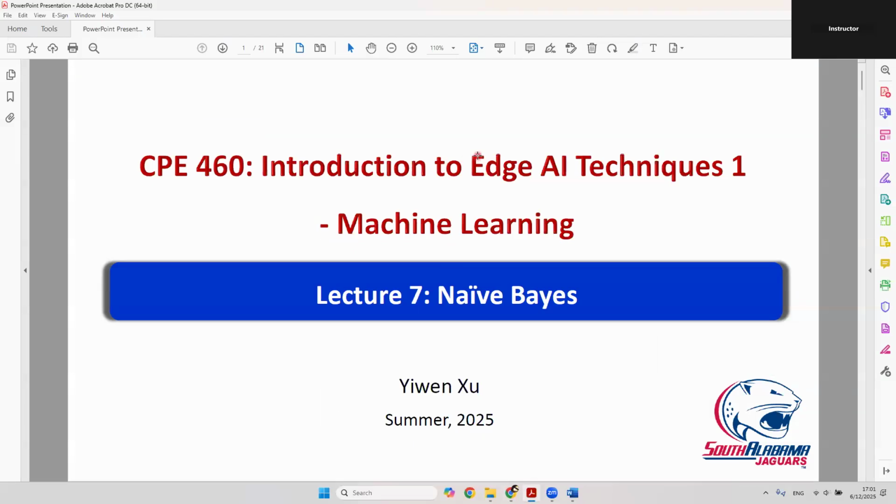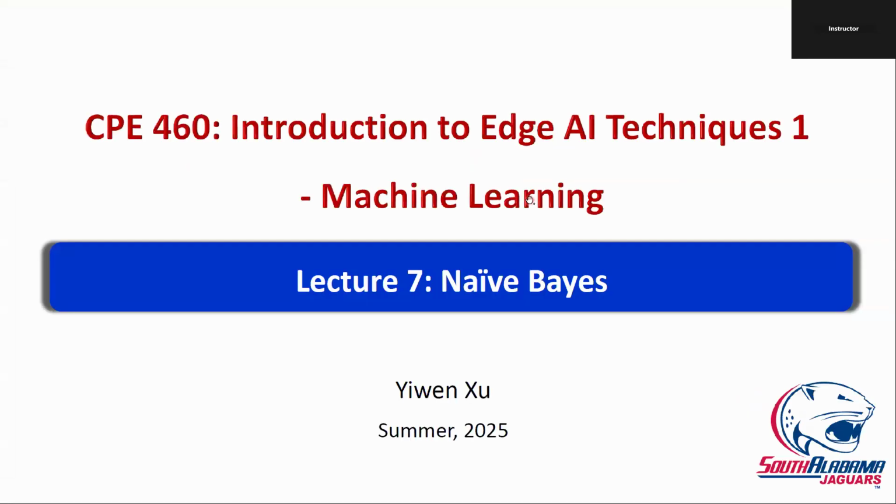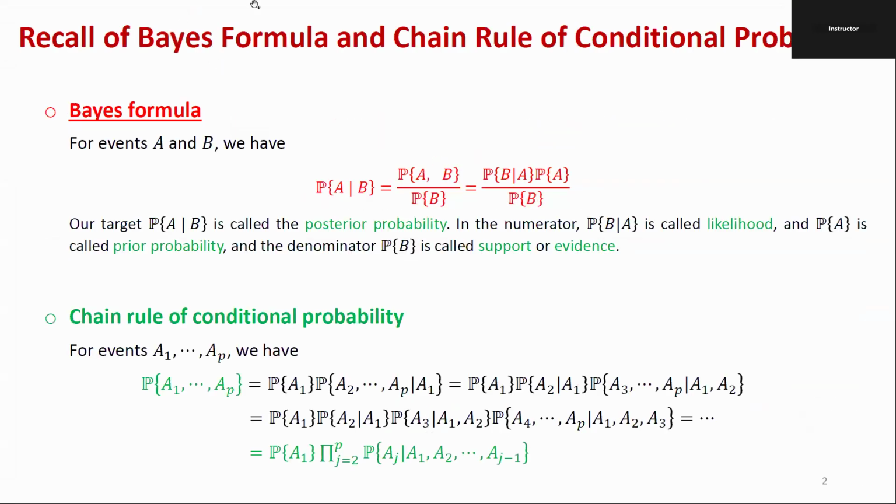So today we will try to finish two topics: lecture 7, naive Bayes, and lecture 8, logistic regression. First, naive Bayes. Recall that in the last lecture, we finished the k-nearest neighbors algorithm, a very simple but powerful algorithm for classification. Today, naive Bayes is another simple and fast classification method. It is based on the Bayes formula.